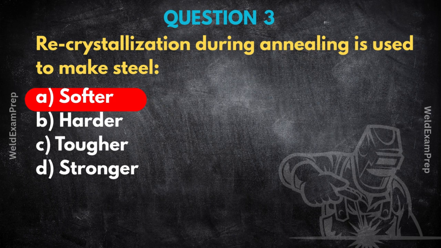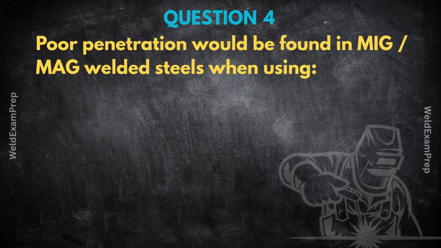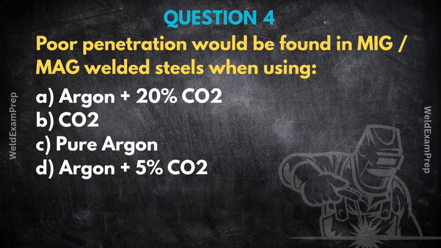Okay, let's tackle question 4, back to welding parameters. Poor penetration would be found in MIG-MAG welded steels when using: A, argon plus 20% CO2; B, CO2; C, pure argon; or D, argon plus 5% CO2. Shielding gases, a critical choice. So thinking about welding steel, which of these gases is likely to give you trouble with penetration?